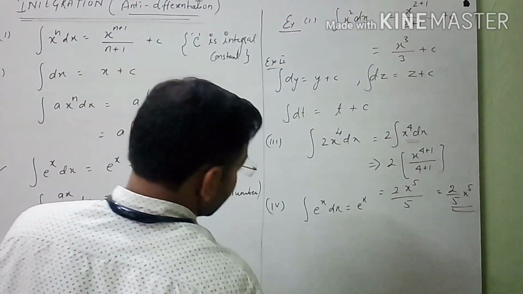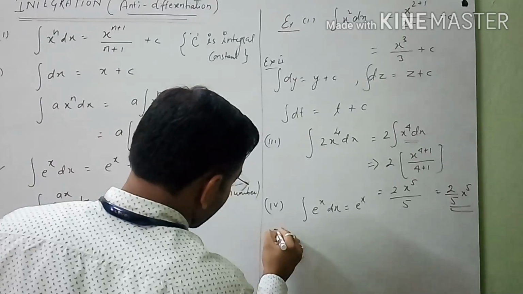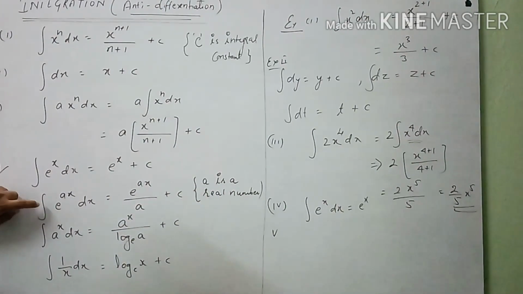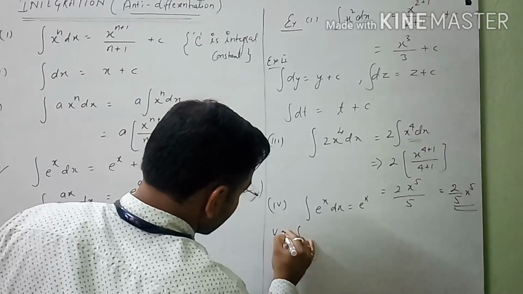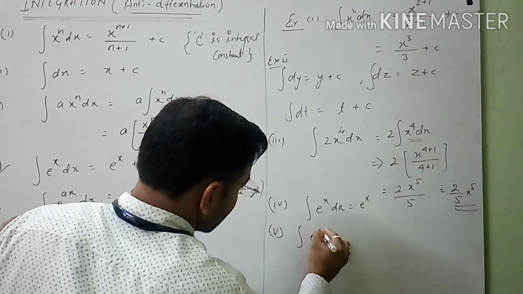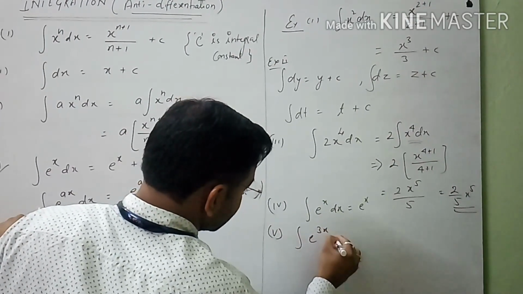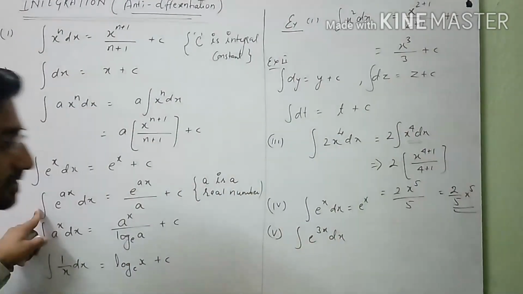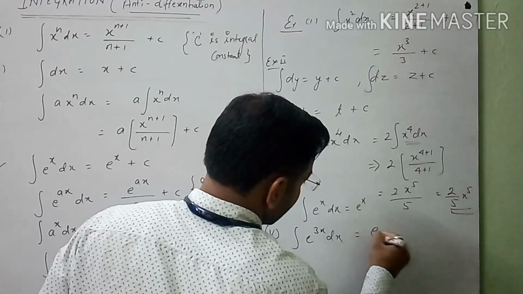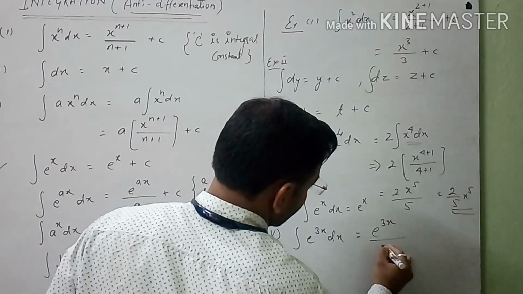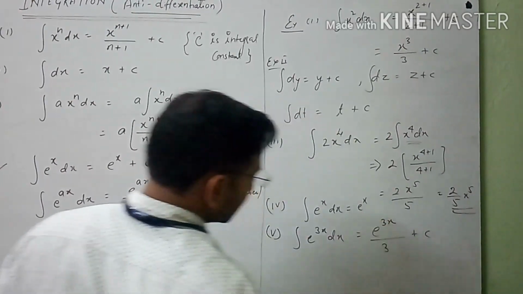So, after this formula, I will write here this one. This is e raised to the power ax type of question. Suppose sometime you will face the problem integration of e raised to the power 3x. Then the answer will be e raised to the power 3x over 3 plus c. How we will write this?